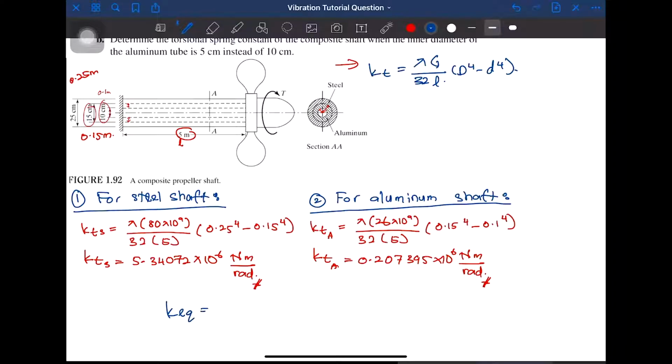In order for you to find the equivalent K, if you have multiple Ks here, you have to know the configuration of the stiffness for the entire shaft. Is it parallel or series?